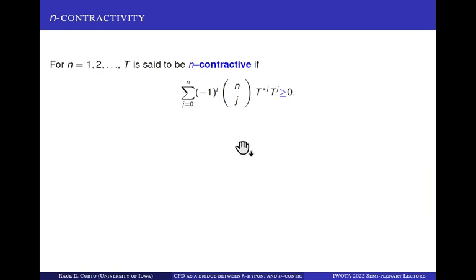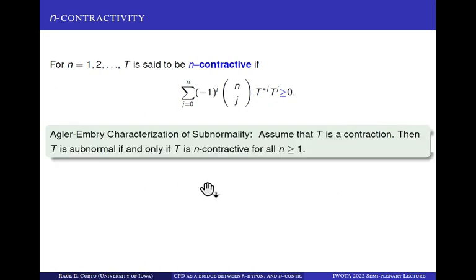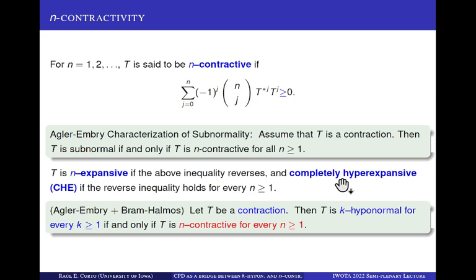N-contractivity, on the other hand, is defined using the so-called Agler sums. So the sum from j equal 0 to n of minus 1 to the j, n choose j, T star to the j, T to the j, is bigger or equal to 0. And the Agler-Embry characterization states that for contractions, T is subnormal if and only if it is n-contractive for all n.